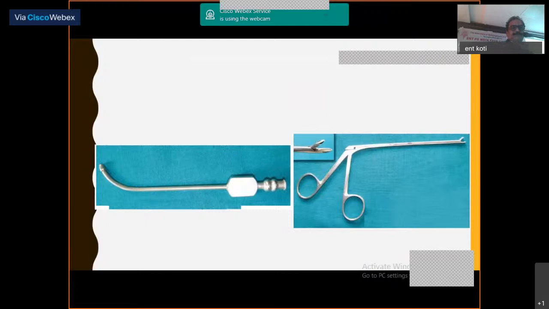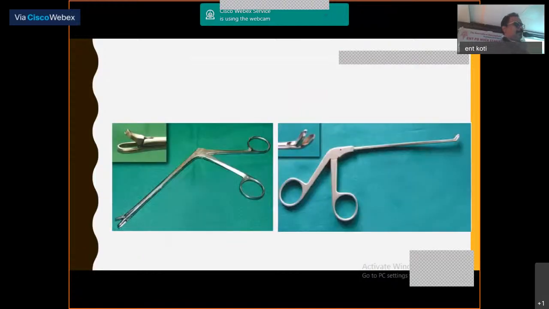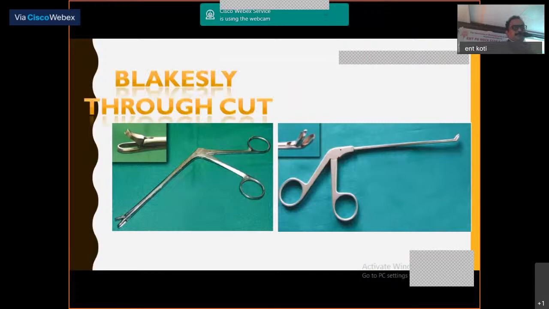Test instruments. Pillion's curved suction tip. Legacy means straight cup forces. This one. What is the advantage of through cut? Mucosal sparing. Okay. So it's called Legacy's through cut process. And this is Legacy means upturn cup forces.